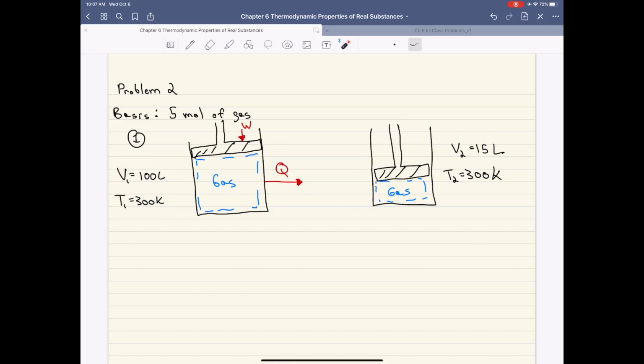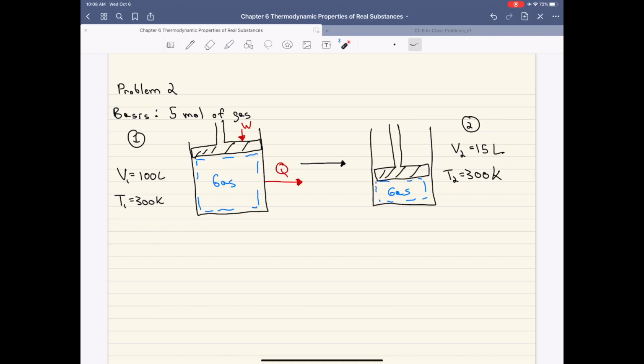Essentially, what we do is we compress the system, and we compress it isothermally. We know, based on our previous piston cylinder problems, that if we compress something isothermally, in order to keep the system isothermal, we need to release heat from the system as well. After this isothermal compression, our gas will then be in a more compressed state, where the volume is only 15 liters, but the temperature stays at 300 Kelvin.